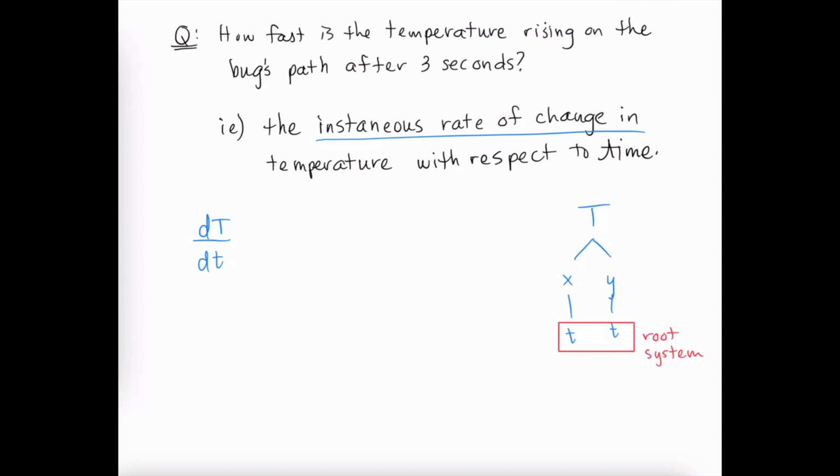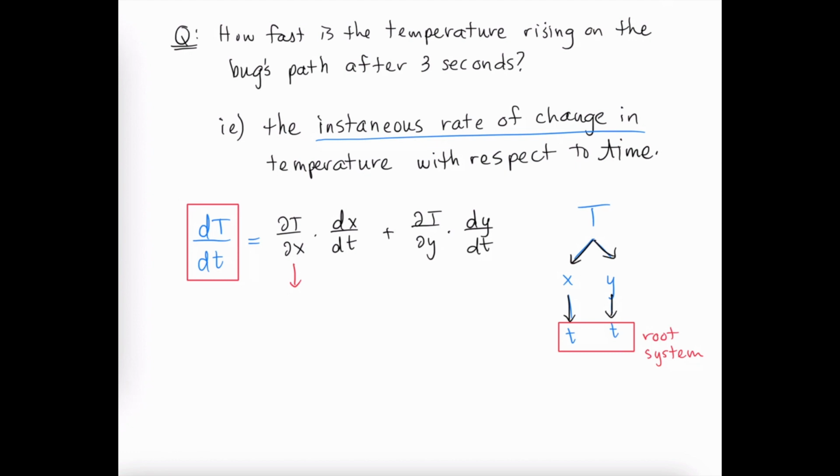And our custom chain rule tree says that we need to first get partial T with respect to x, multiply that by dx/dt, a straight d, because x depends only on t, plus going down the y branch, we're going to have partial T with respect to y, times from y to t, that's a straight d derivative. And this is the formula that we're going to need to use in order to calculate the instantaneous rate of change in temperature with respect to time.